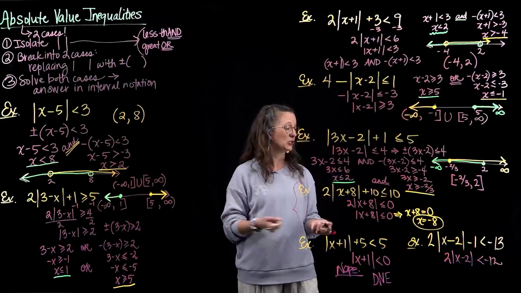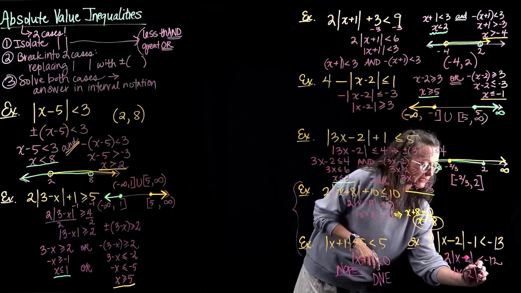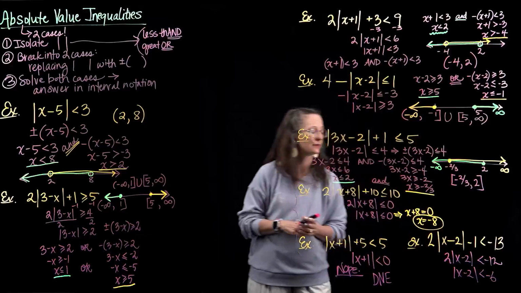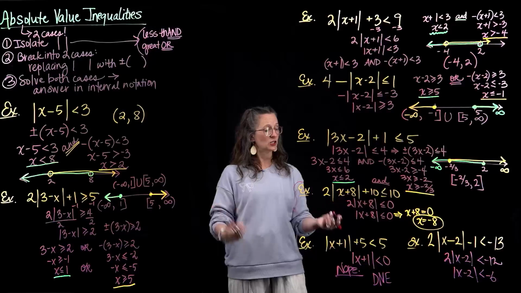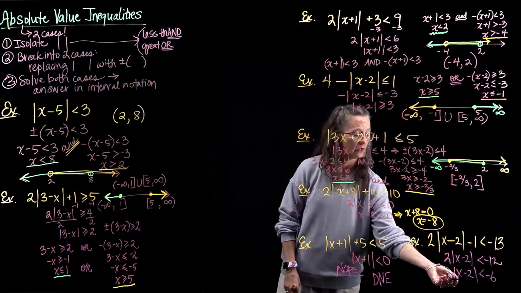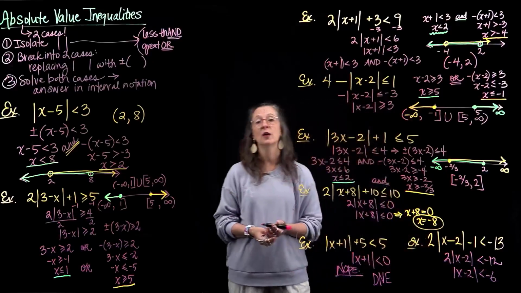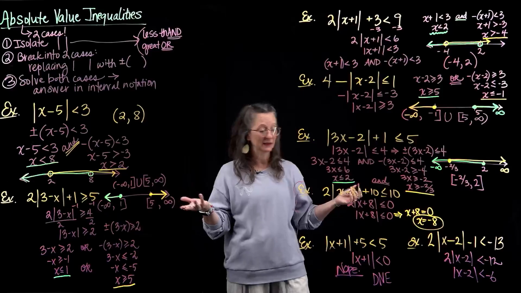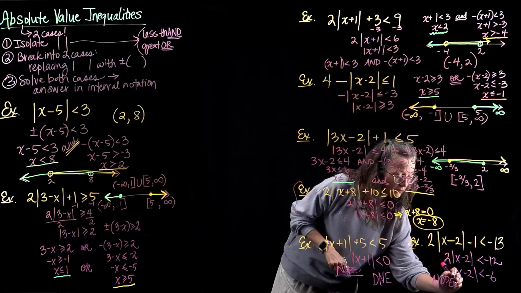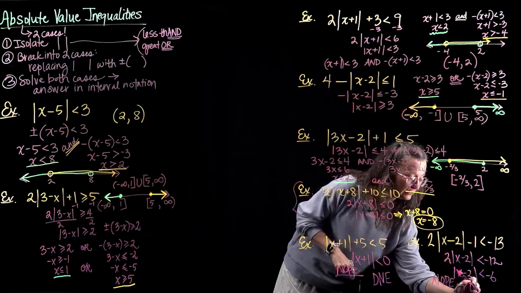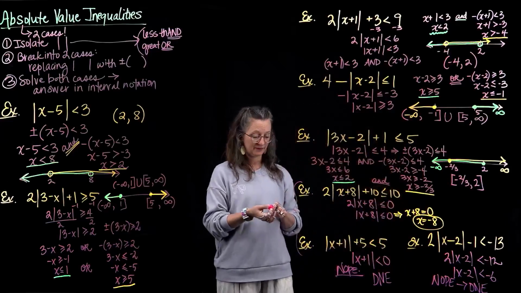We'll divide by 2. So the absolute value of x minus 2 is less than negative 6. Well, now we have something strange. I have an absolute value, which cannot be negative, less than a negative number. Can't happen. That one's another big ol' nope. So mathematically, we write D-N-E for does not exist.